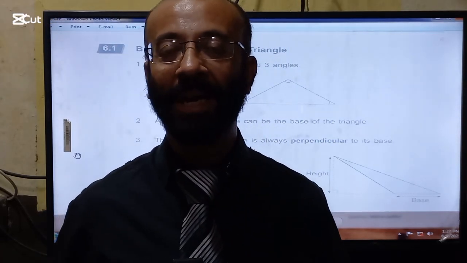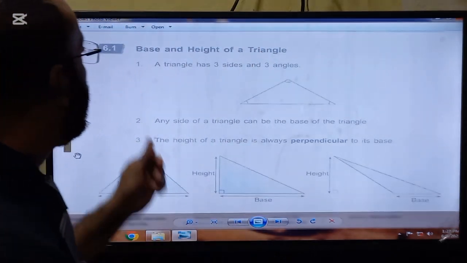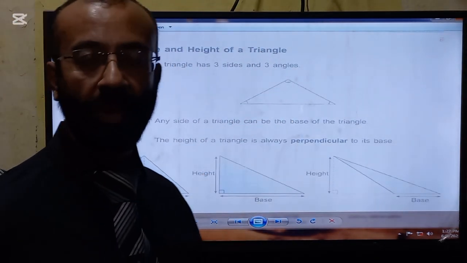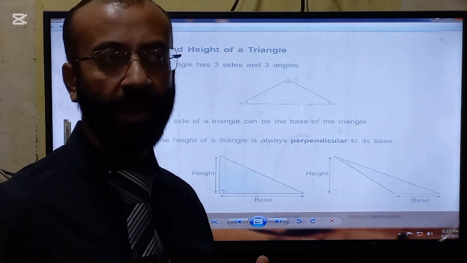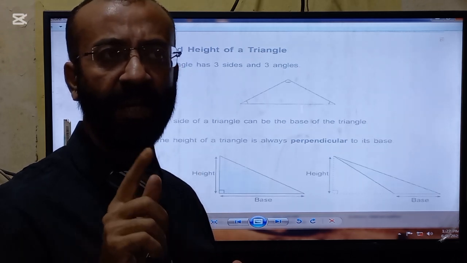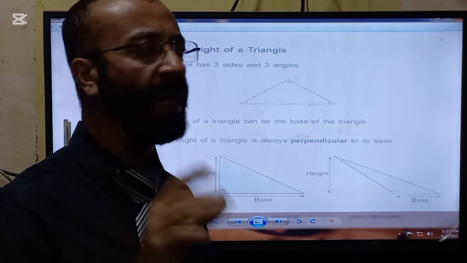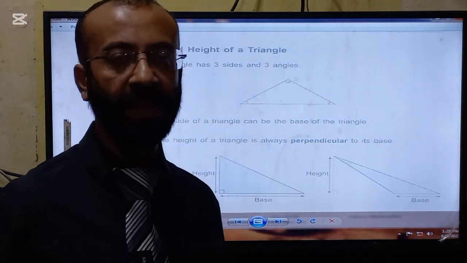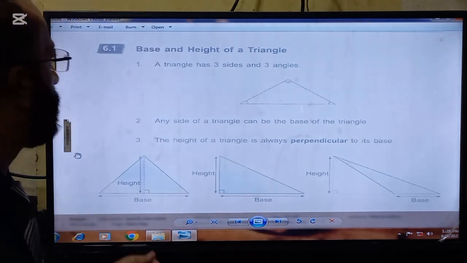Good morning, students. Our topic today in the subject of mathematics is the base and height of a triangle. It is an important topic. This is actually a trigonometry portion. Triangle, area of a triangle, base, height, likewise the Pythagoras theorem, all these things are related to this topic. So concentrate yourself. This is a simple as well as technical topic.